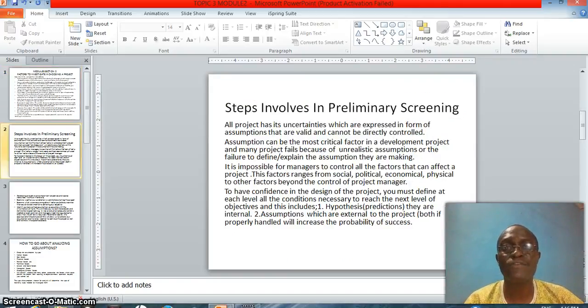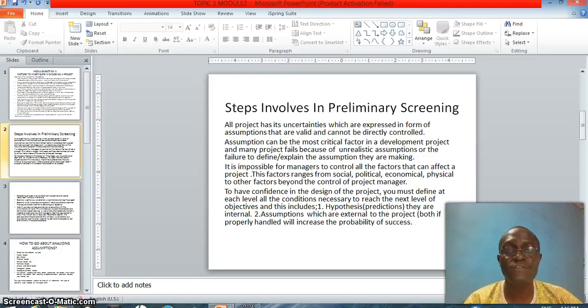Steps involved in preliminary screening. All projects have uncertainties, which are expressed in the form of assumptions that are valid and cannot be directly controlled. Assumptions can be the most critical factors in a development project, and many projects fail because of unrealistic assumptions or the failure to define and explain the assumptions they are making. It is impossible for managers to control all the factors that can affect a project. The factors range from social, political, economic, physical, to other factors beyond the control of the project manager.